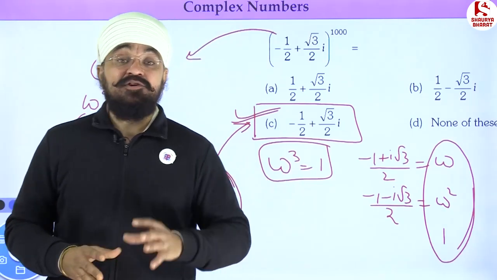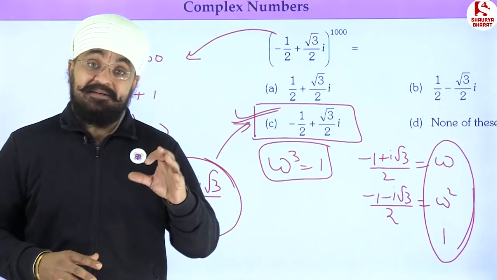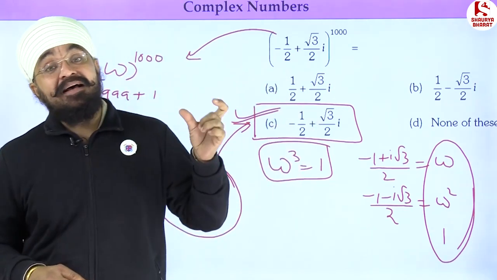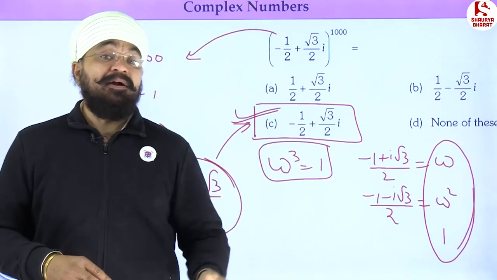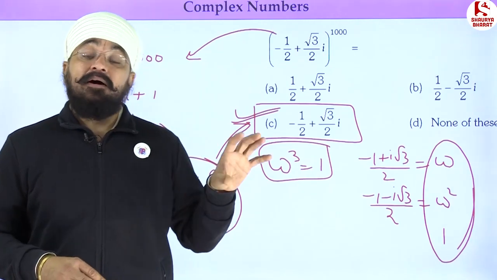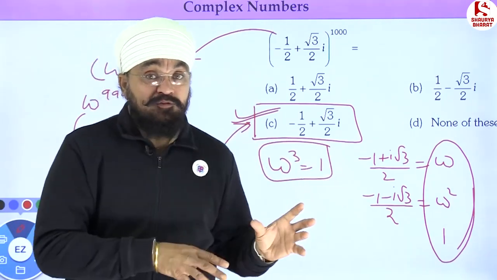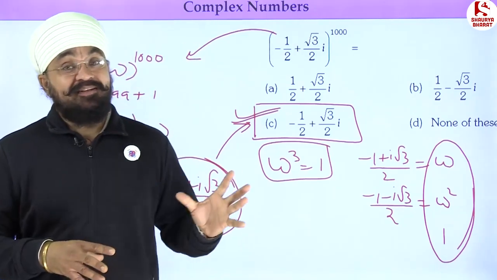These are the questions in which omega will not come, but they will look as if a Cartesian form is written and they are asking you a heavy power. It will be better for us to go for these questions by converting them in terms of omega and then applying the properties to get the result.